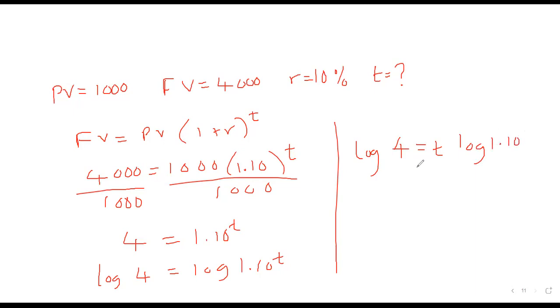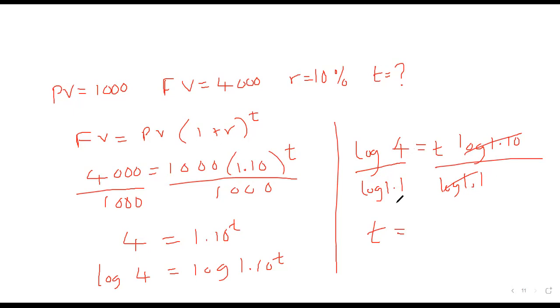So we're going to divide both sides by what? Log 1.1. So our t will be log 4 over log 1.1. What are we getting?